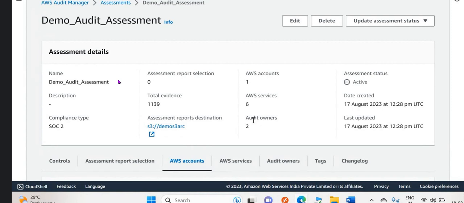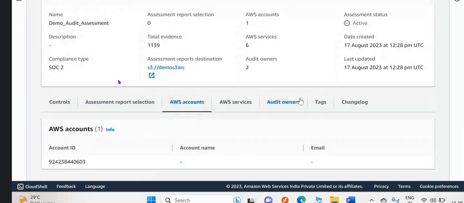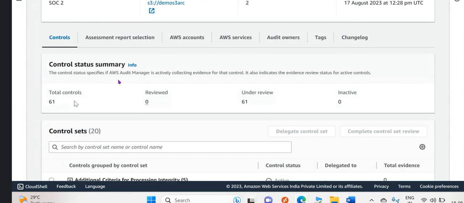Okay. Now for each service, there would be a report, or it will tell you for that service what the vulnerability is. After auditing, it will tell you what the assessment report is for each one of them. Now if you go to these tabs at the bottom, you have controls, assessment report, selection. Go one by one. Click on controls. One question I have: audit owners. Actually, I have given my account only as an audit owner, but why are there two? Maybe one is root and one is yours. Okay, so controls.